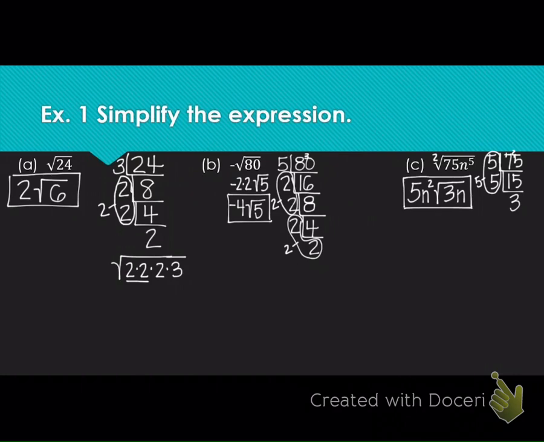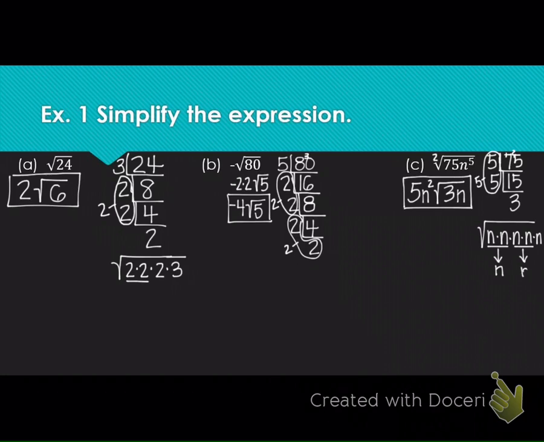Now again, for those of you that are visual, let me show you what this is. n to the 5th is the same as n times n times n times n times n. Correct? I got a pair of n's, I got a pair of n's. This pair becomes 1 n that comes out.